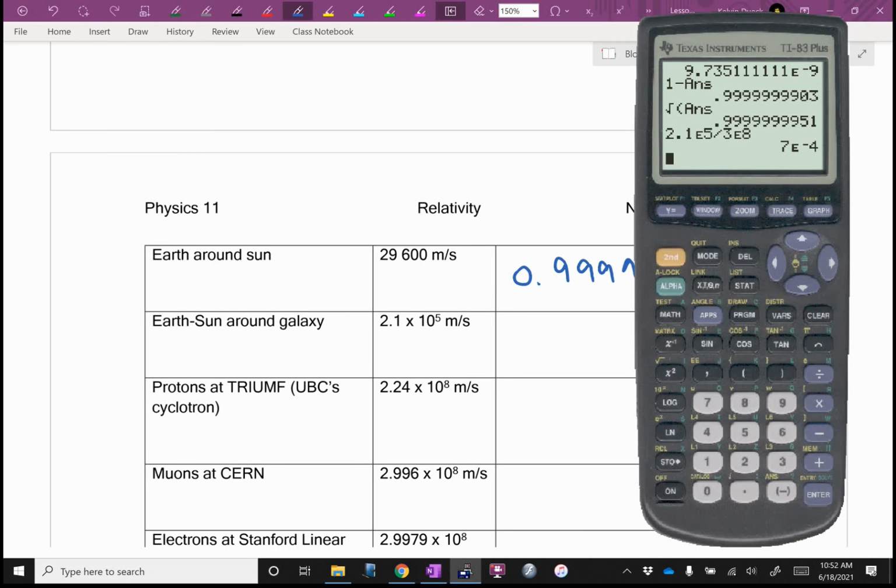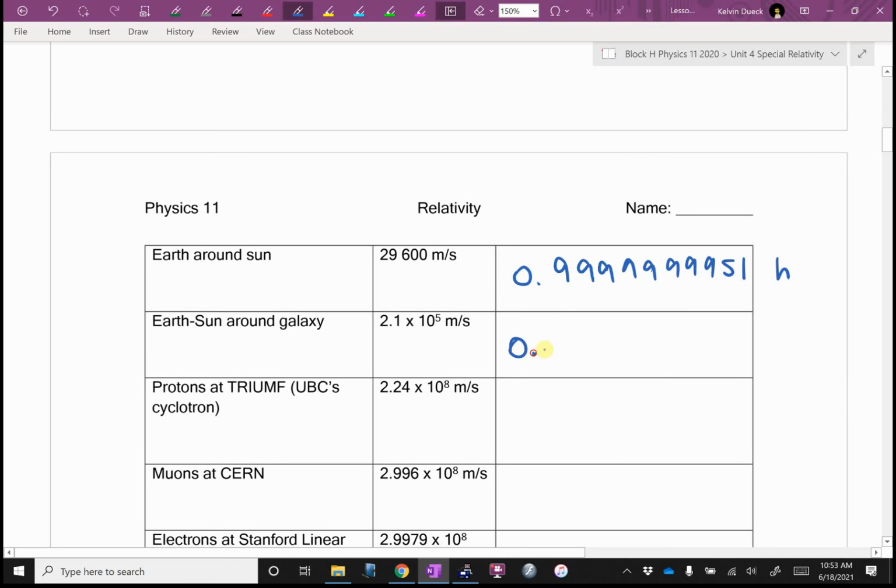What do I hit next? Squared. Then what? 1 minus that. Square root. And so for every hour that goes by at the center of our galaxy, or every second, or every year that goes by at the center of our galaxy, we experience 6 nines, a 7, and a 5, 5.